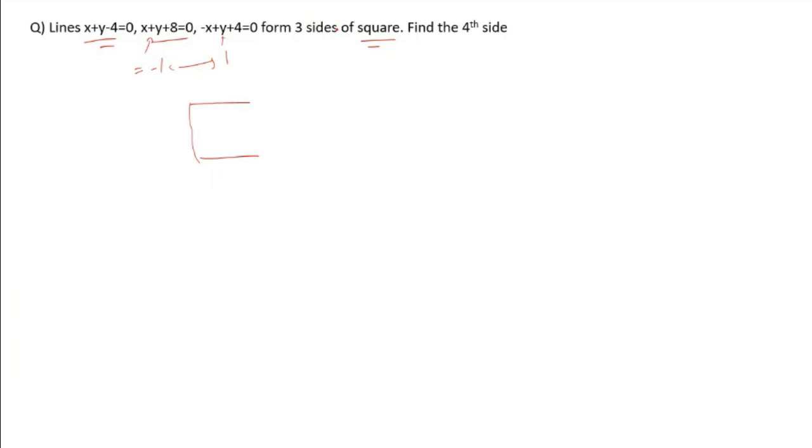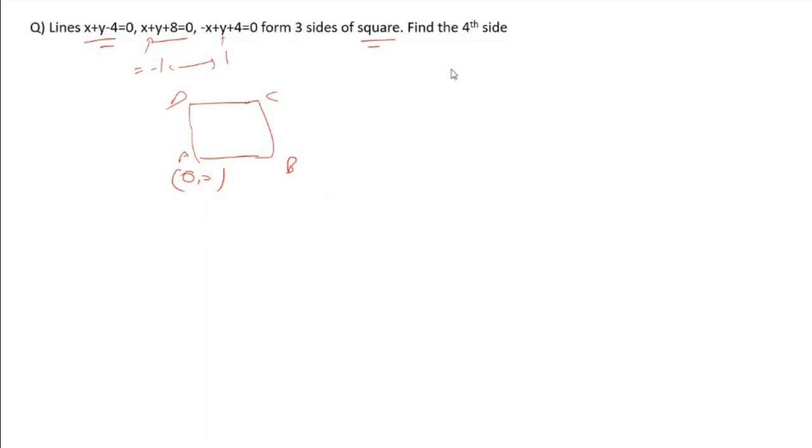Somebody was saying, assume one vertex at the origin. So let's say this is 0, comma 0. This is a square. And then basically you will solve for the points and then find the equation of the fourth side, correct? So you know the equations, you assume one as the origin, then you solve those two lines and get this point, solve these two lines, get this point, etc. You can find the fourth side. Absolutely correct approach, although that might take some time.